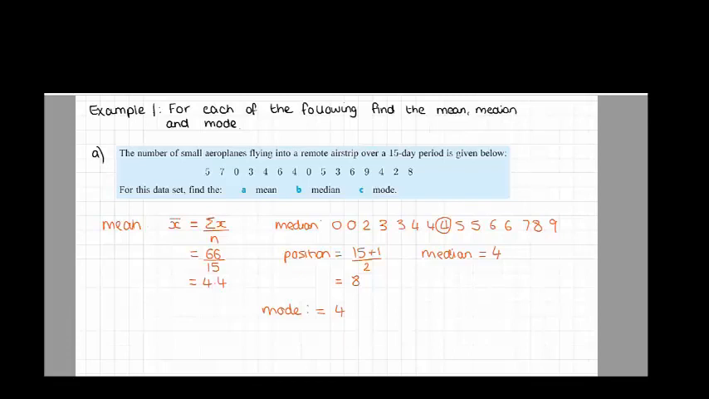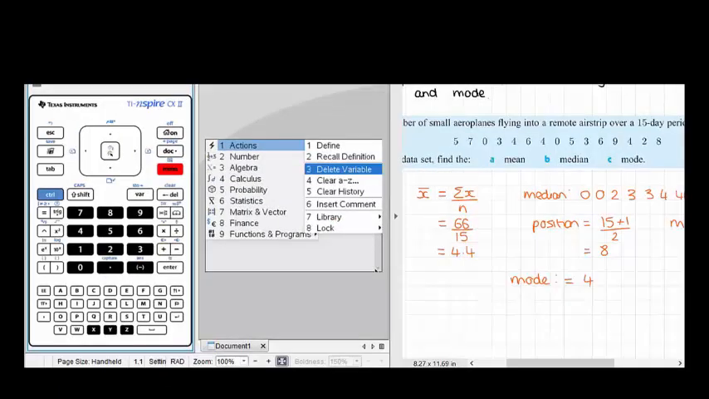Now your graphics calculators will also do this. So what I'm going to do now is I'm going to open up the graphics calculator software, and I'm going to show you how you can input the data into it and then get the statistics. Alright, so now we're going to look at the calculator.